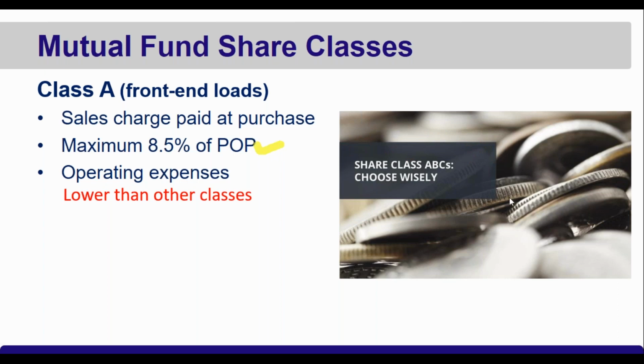Okay, so when a customer goes to purchase a mutual fund, they can choose how they want to pay the sales charge. If they want to just pay it right up front, then they would be purchasing what's called an A share. Okay, so front end load.